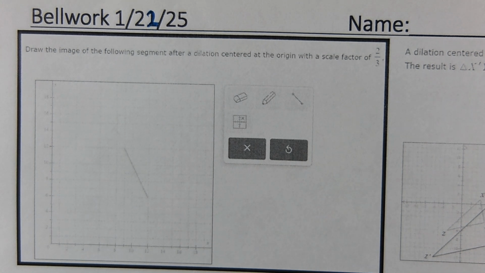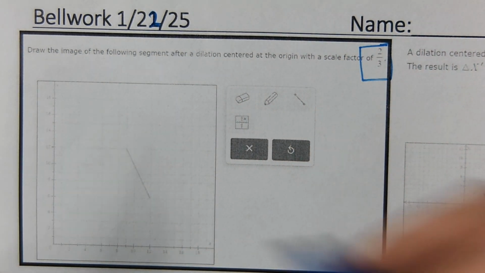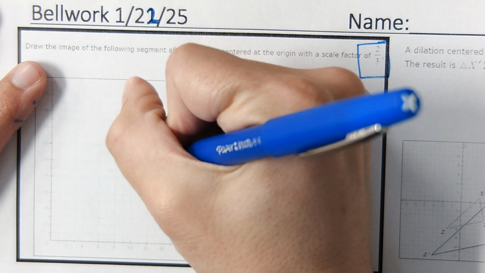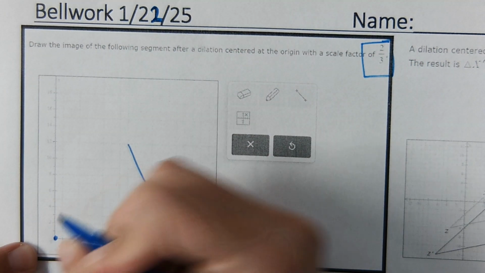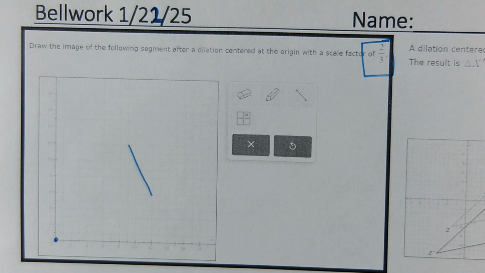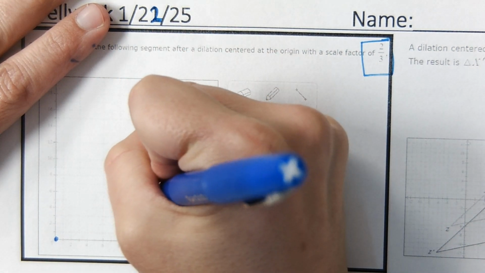So here it says, draw the image of the following segment after a dilation centered at the origin with a scale factor of 2/3. So what we want to do is take this segment and draw one 2/3 of the length, and it's also 2/3 closer to the origin right here. The way we can do this is just use the coordinates here. So we're going to take the coordinates of these 2 points.